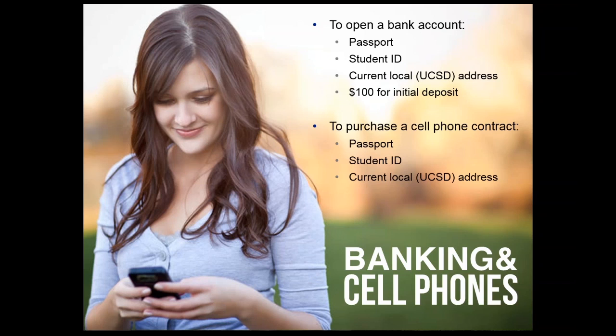However, you will likely need the following for the purposes of opening a bank account: your passport, your student ID, and money for an initial deposit, usually up to about $100. You'll also need a current local address, so your UC San Diego on or off-campus address will be fine. You will likely need some form of identification to purchase a cell phone contract, so be sure to bring your passport and another form of ID with you for this as well.